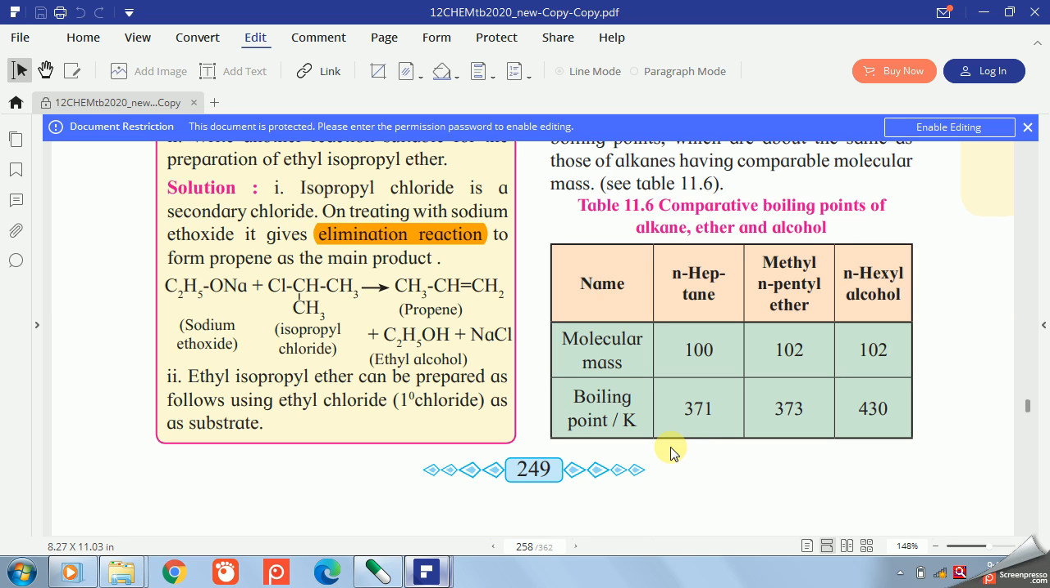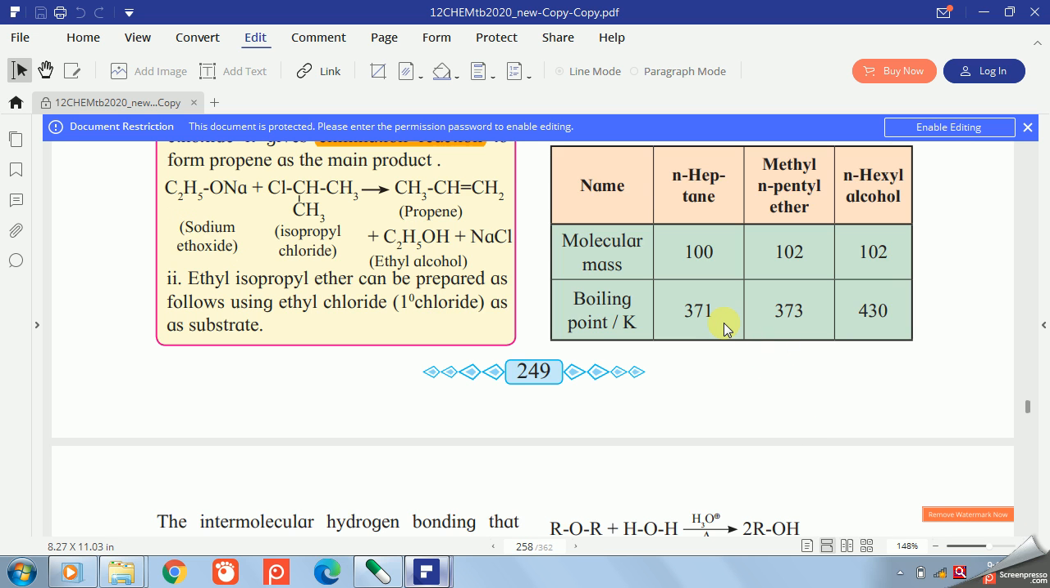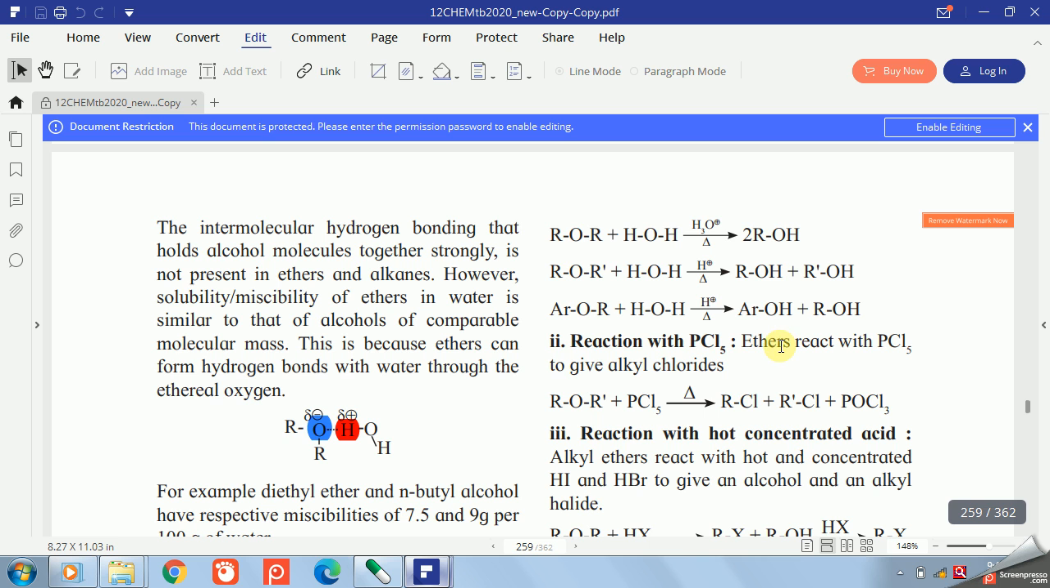The boiling points of alcohols are greater than those of ethers. The reason is intermolecular hydrogen bonding. Here molecular masses of some compounds are given having nearly the same molecular mass: n-pentane, methyl n-pentyl ether and n-hexyl alcohol, but the boiling points are 371, 373, 430. So check the boiling point of alcohol, it is greater than that of ethers, and the boiling point of hydrocarbons like alkanes is similar to your ether. The reason is intermolecular hydrogen bonding.